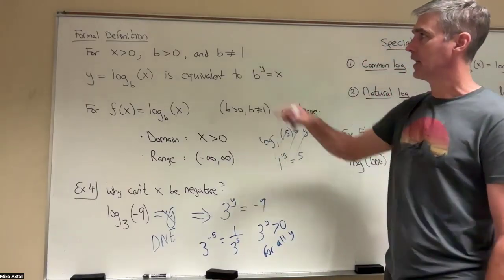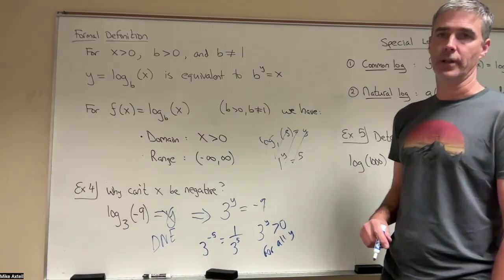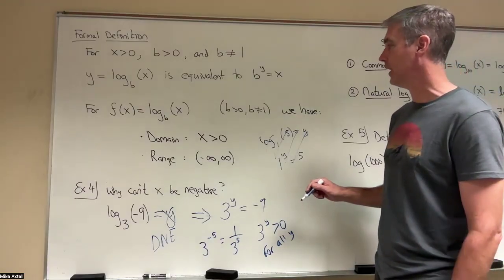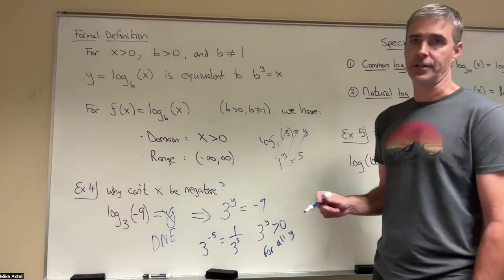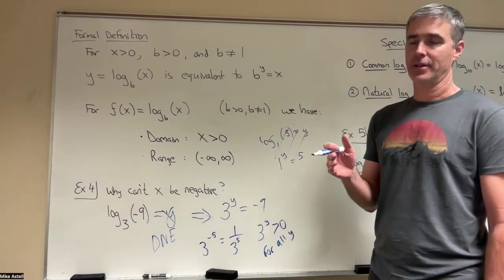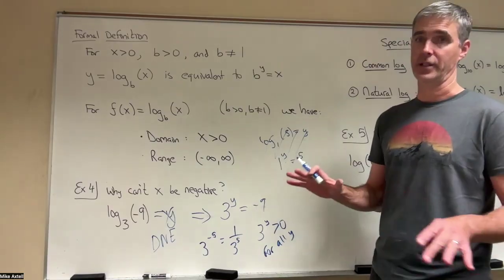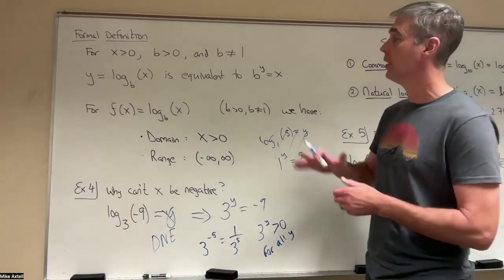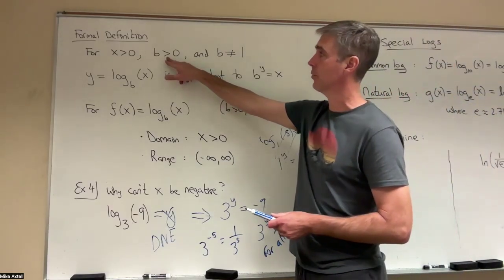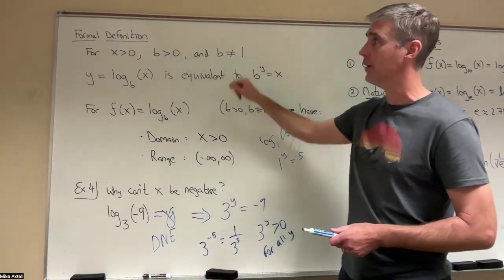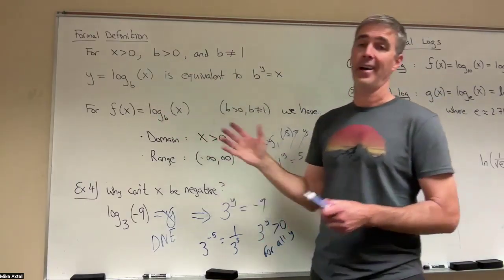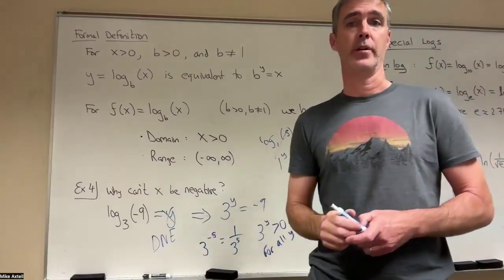And if the base is a negative number, oh, we really get messed up, because negative bases to powers just start flipping and alternating, going all crazy talk. We don't want to deal with that. So we restrict our bases to greater than 0, other than 1, and the domains are forced on us. The x values are greater than 0.